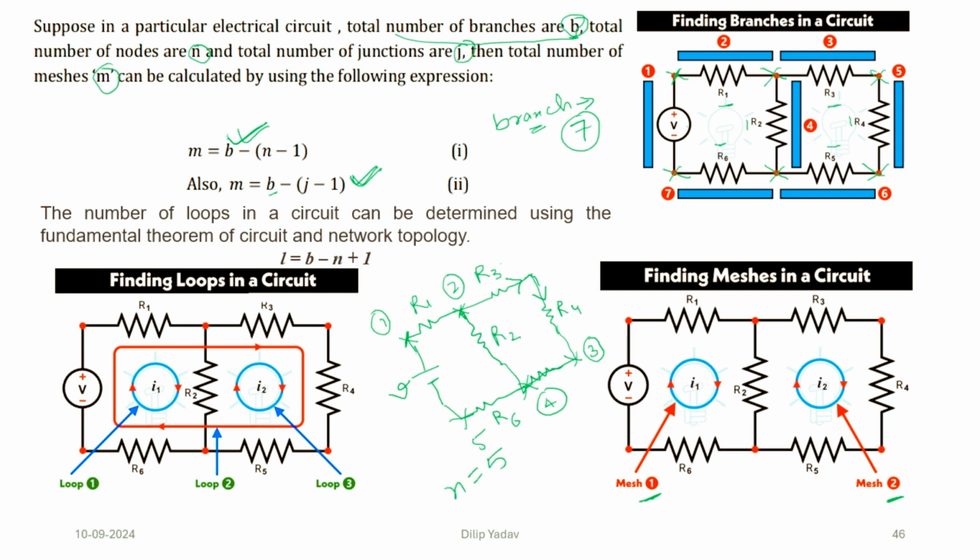So we can calculate the number of loops. The number of branches is 7, and the number of nodes is 5, so the number of loops is 7 minus 5 plus 1, which is 3. Now we can see loop 1, loop 2 and the third one, loop 3.